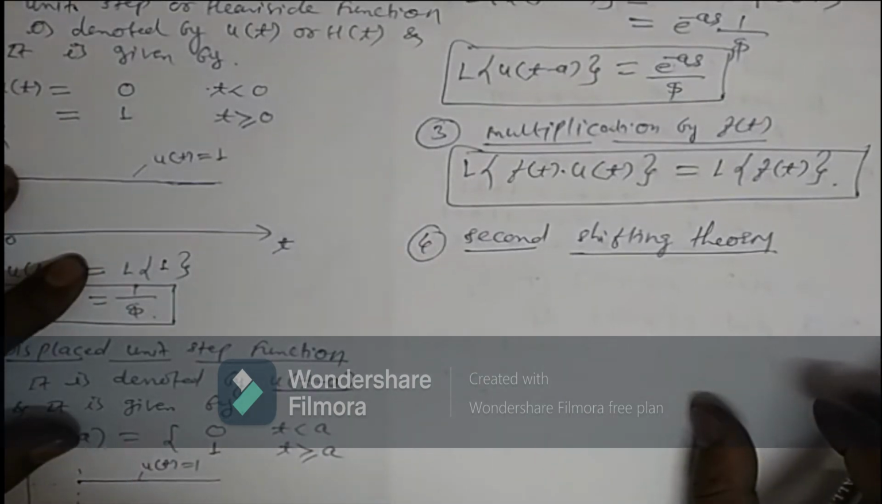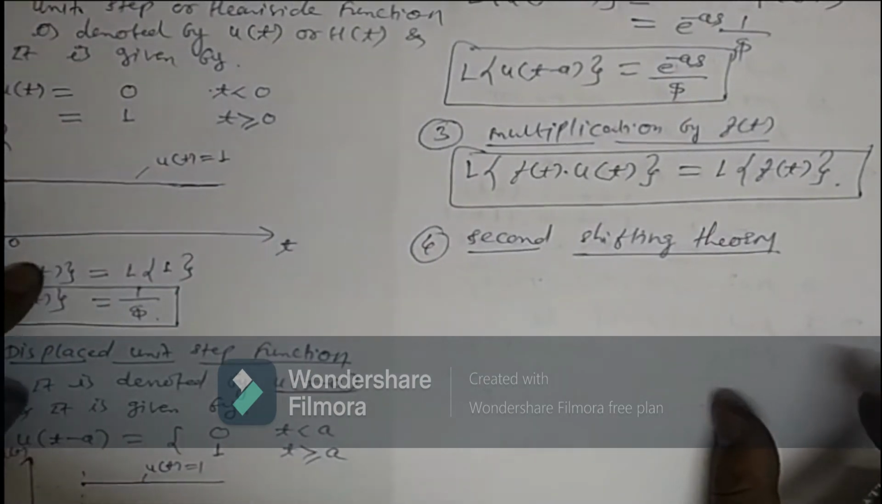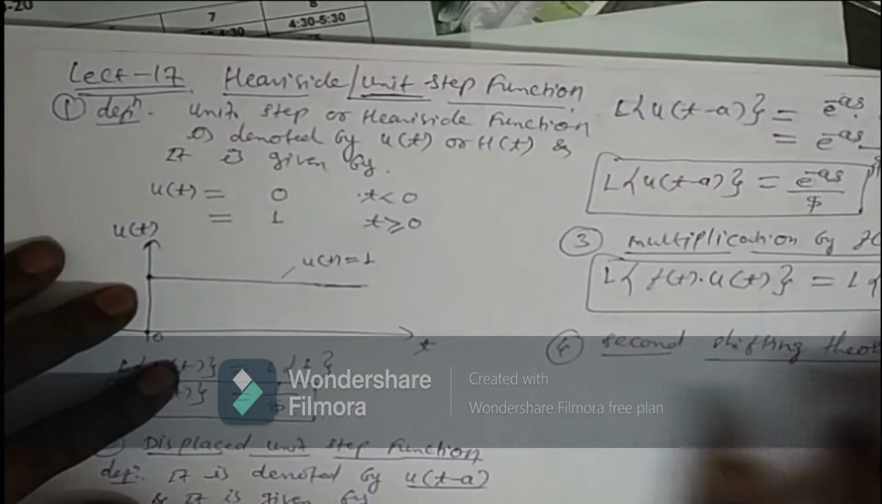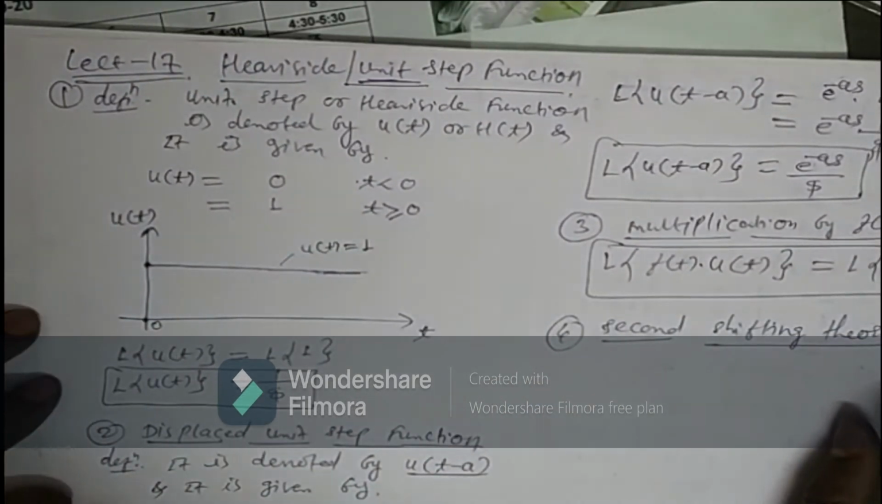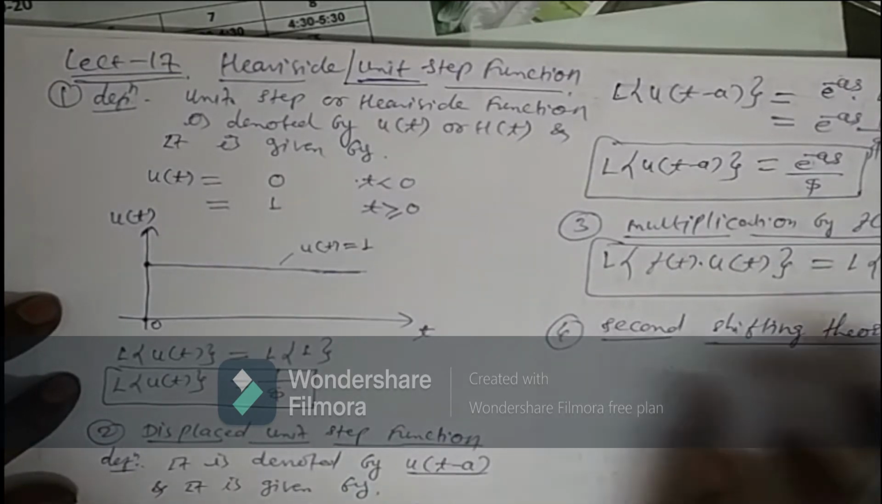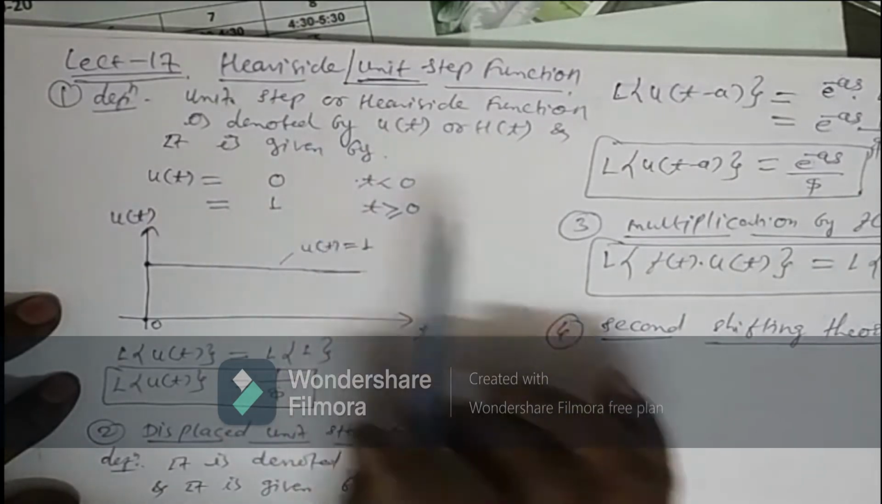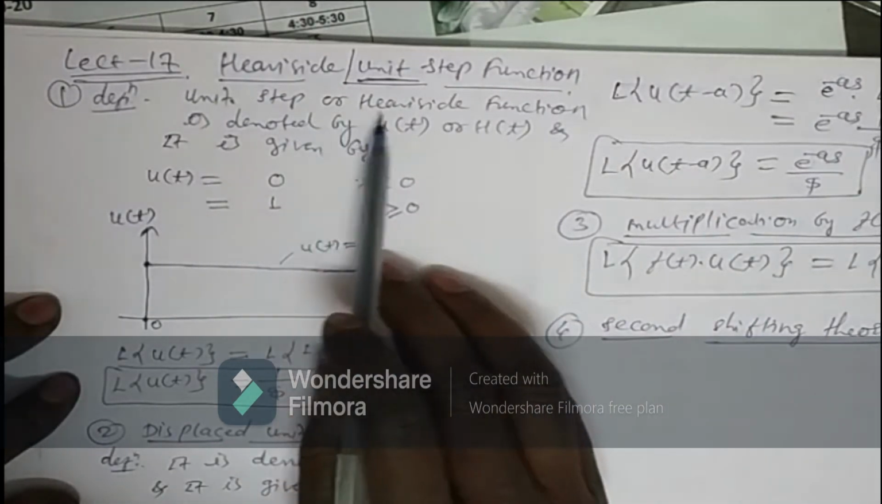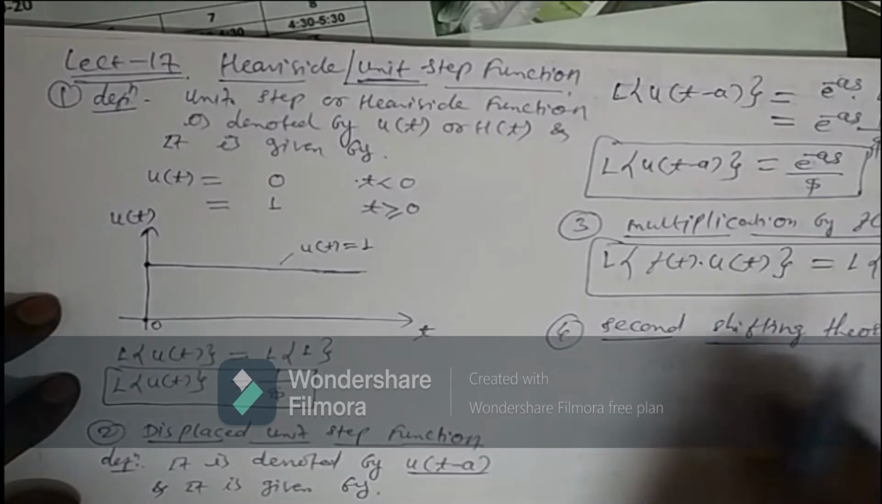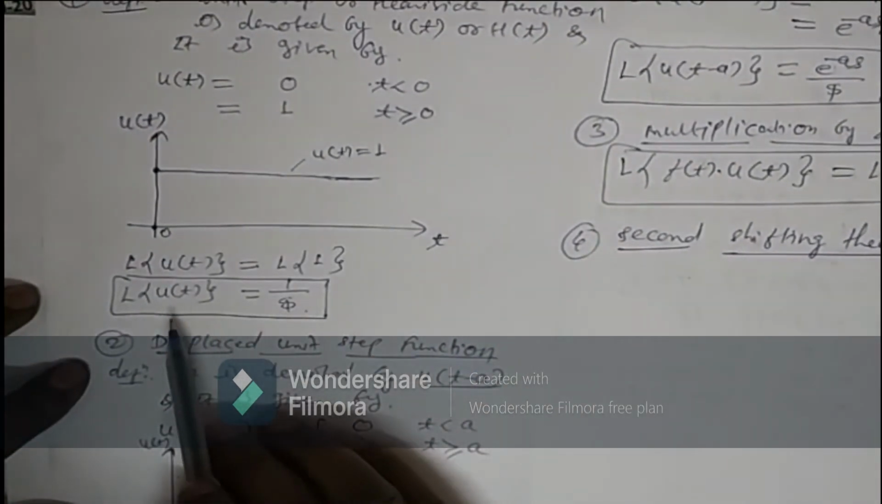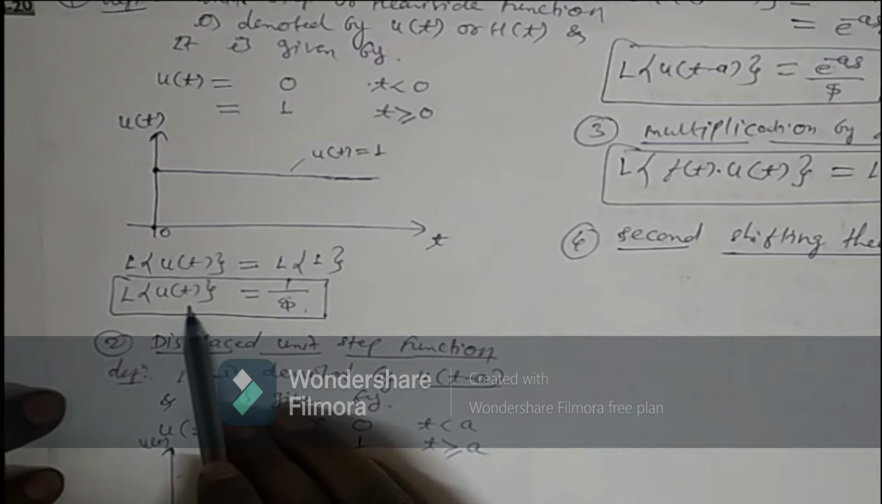Welcome to lecture number 17. In the previous lecture we started the Heaviside unit step function, also called the unit step function. We saw the definition of the unit step or Heaviside function, and we studied the Laplace transform of u of t, that is 1 by s.